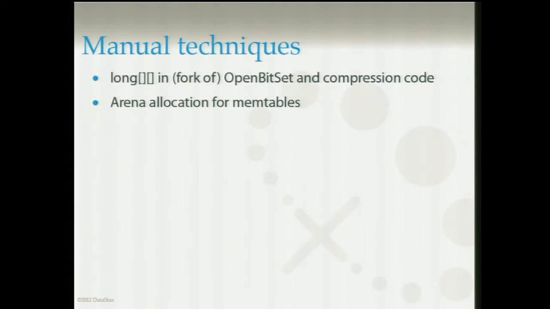The other thing that we've done: I mentioned that users can provide very large column values, and that can fragment the heap as well. So there we took a different approach. We manually allocate 1 megabyte slabs that we take the memtable space out of, and when the user gives us a column value that he wants to store, we put that into a slice of that slab.